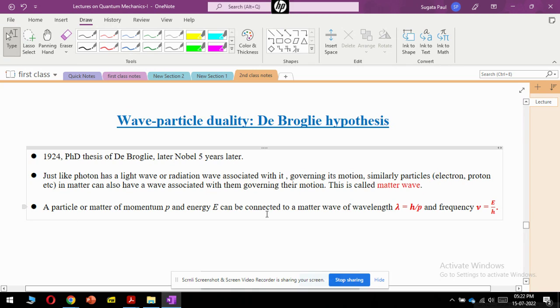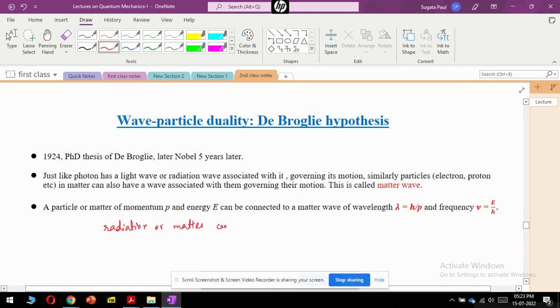So this was a hypothesis of de Broglie, which was later experimentally confirmed by other experiments, even after a few years. And that's when de Broglie received the Nobel for this hypothesis 5 years later, that is in 1929. So basically, in one line, we can say that each object, be it radiation or any matter, can have a dual nature, wave particle duality. That is called wave particle duality because it has a dual nature.